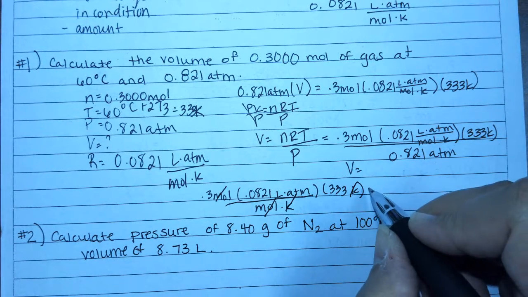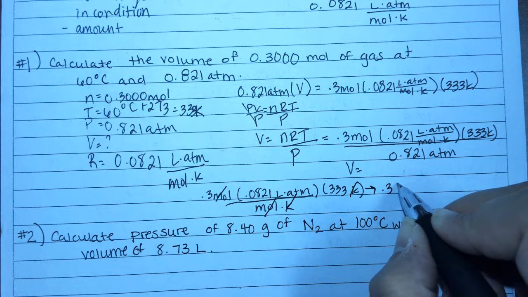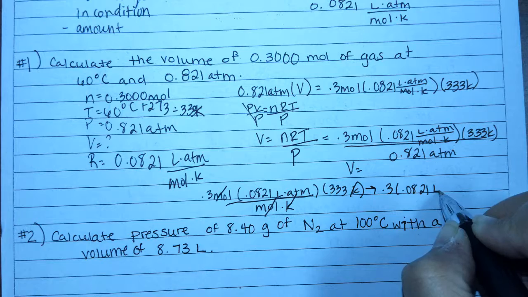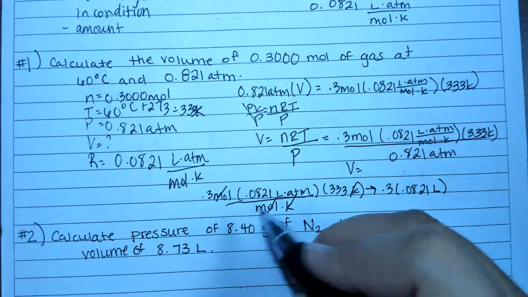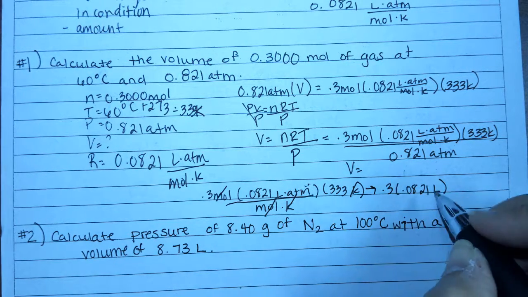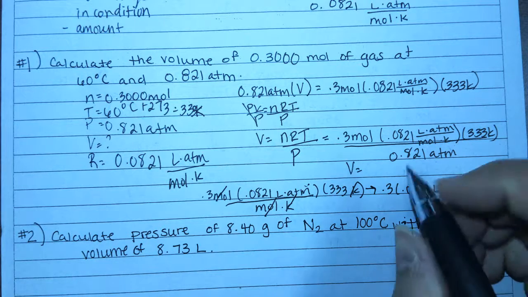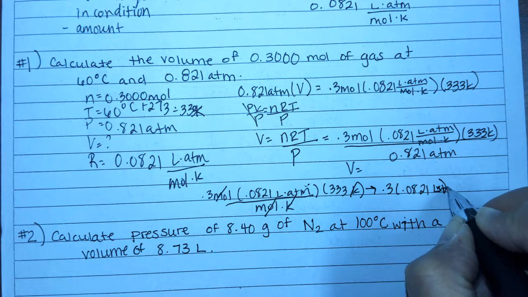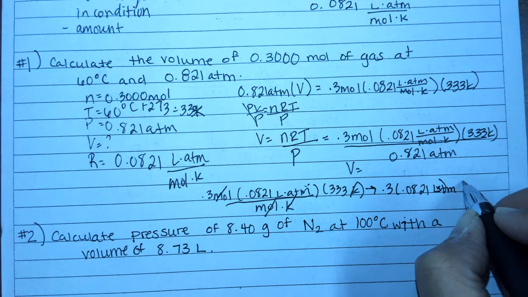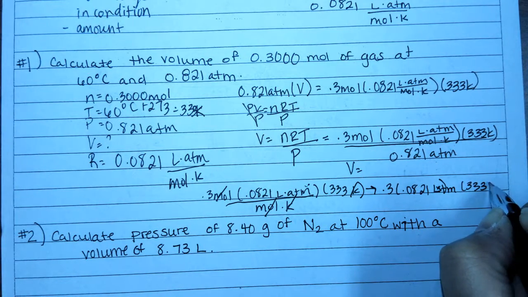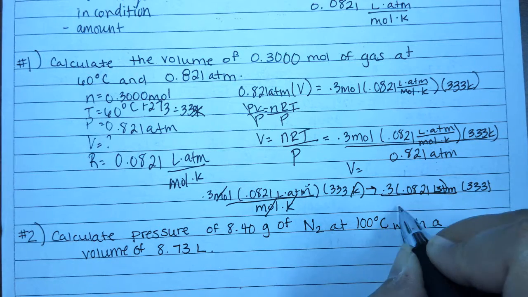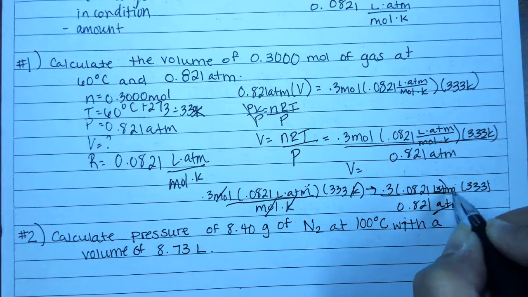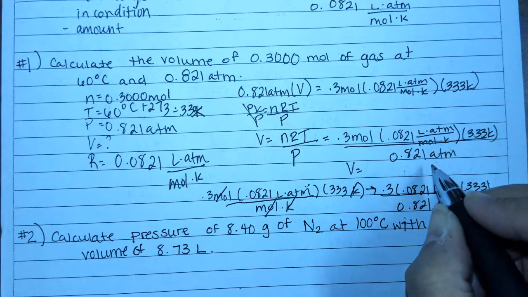So realistically, this should look like 0.0821 liters atmosphere times 333, and then I bring back my 0.821 atmospheres. Atmospheres will cancel out, and I'm going to be left with liters as my unit.